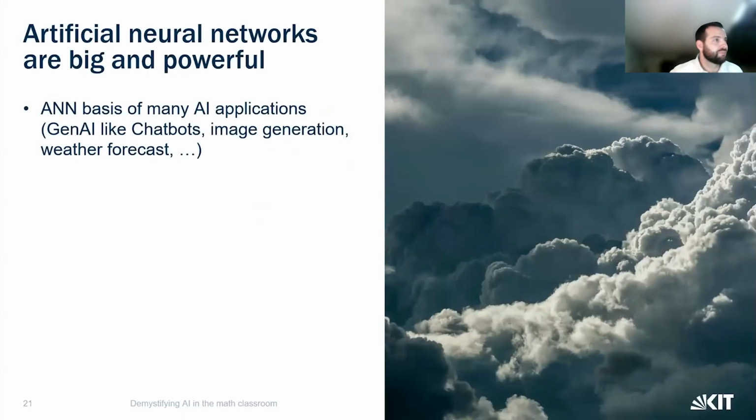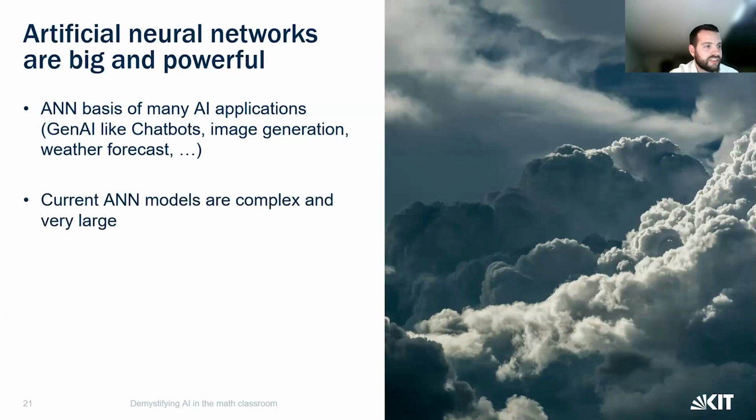Artificial neural networks are big and powerful, and they are the basis of many AI applications like chatbots, ChatGPT and Gemini, image generation, but also weather forecasts, medicine and so on. And since they're used so often, I find it very interesting to have a closer look at them. But soon you realize, okay, they're very complex and very large, too complex to talk with students about the big models.